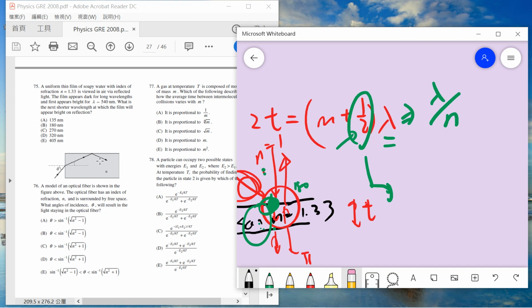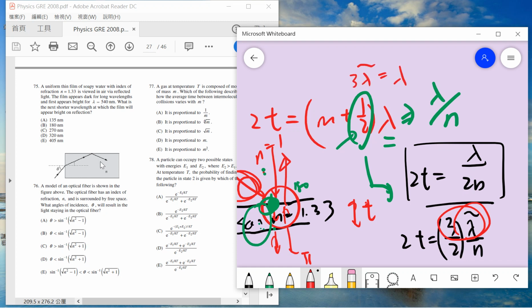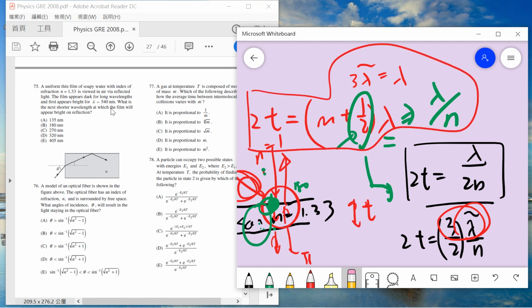So okay, the first one is m equals 0, so we have 2t equals lambda divided by 2n. This is the first equation. The second equation basically is 2t equals 3 halves, for some unknown lambda tilde divided by n. So basically you can see 3 lambda tilde should be equal to lambda. So the answer is just 540 divided by 3. So the answer is 180. Just use this equation. Okay.